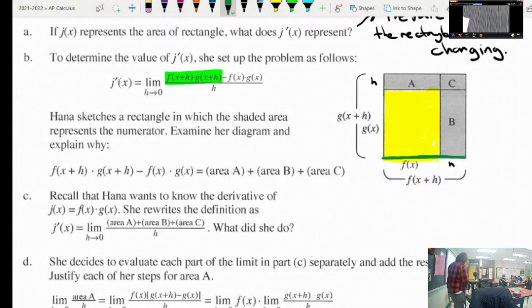f of x plus h is that green length down below, and g of x plus h is this red length on the side. And from that, we're going to subtract, I've got it highlighted in yellow, so I might as well stay with yellow, f of x times g of x, which is the area of the original rectangle. And we're going to see what happens when we make h go to 0.